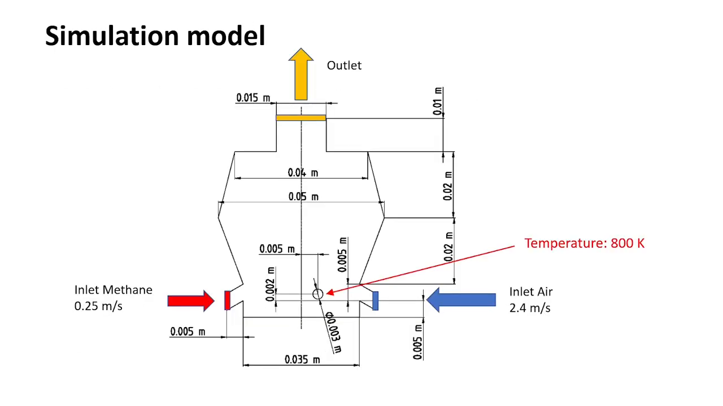So this is the simulation model we built up. It is a small model, built of some millimeters. On the left side, you can see a red arrow, and we simulate with an inlet speed of 0.25 meters per second. And on the right side, we simulate the inlet air, and we say that the inlet speed is 2.4 meters per second. And on the top, you can see the yellow arrow. This will become the outlet.